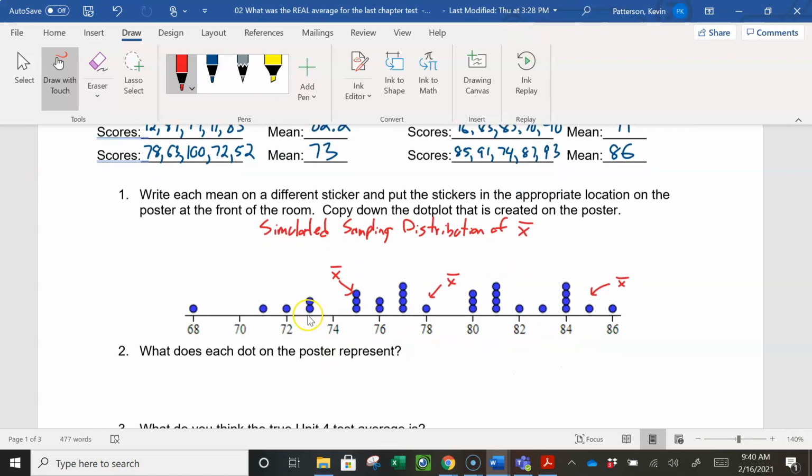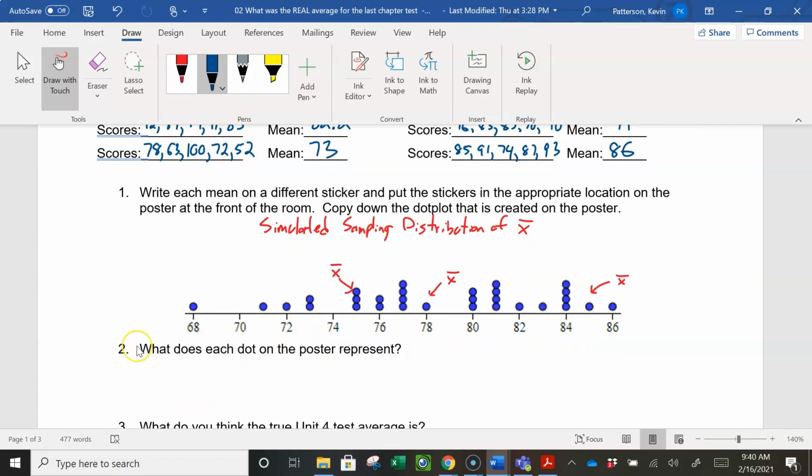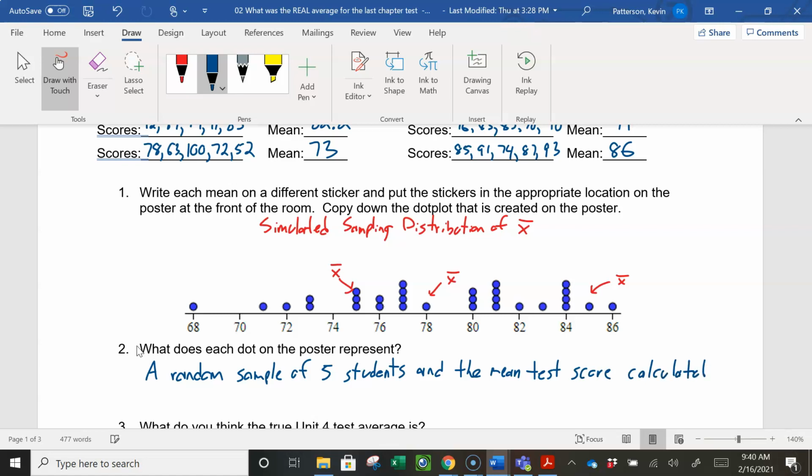And then number 2 asks us kind of what we already answered. It says, what does each dot on the poster represent? Well, we just said that. Each dot represents a random sample of 5 students and the mean test score calculated for that sample.